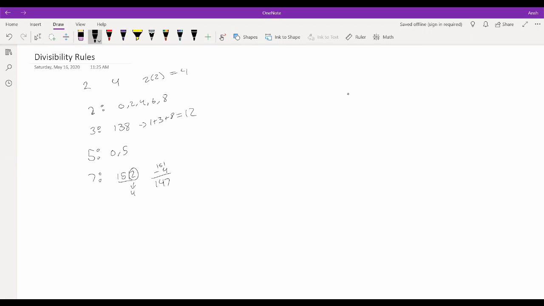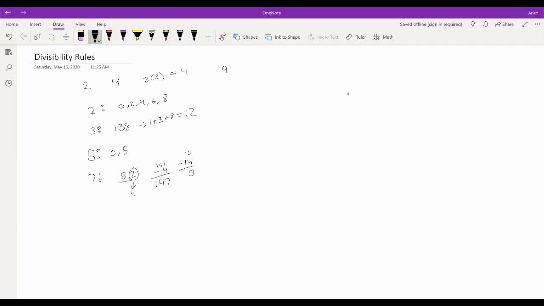And from this point, we could take the last digit again, 7, double it, and subtract from 14, which would give us 0. And as we mentioned in the beginning, 0 is divisible by every number, as 0 is an integer, so any number times 0 equals 0. So as 0 is divisible by 7, that means 1512 is also divisible by 7.